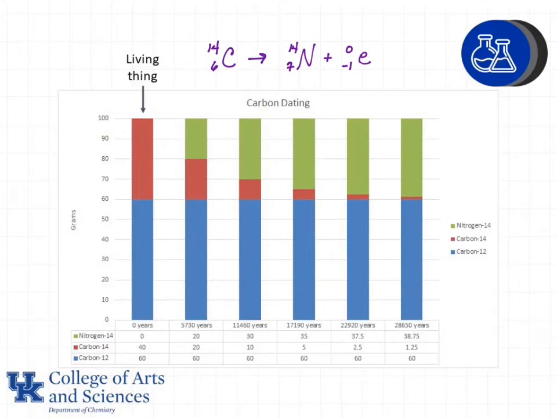After a second half-life, we've gone from 20% to 10%. Another half-life leads us to 5%, then 2.5%, then 1.25%. Notice that each half-life has a length of 5,730 years. If we have gone through 1, 2, 3, 4, 5 half-lives, the total time would be 5 times the half-life of carbon-14, and that's equal to 28,650 years.